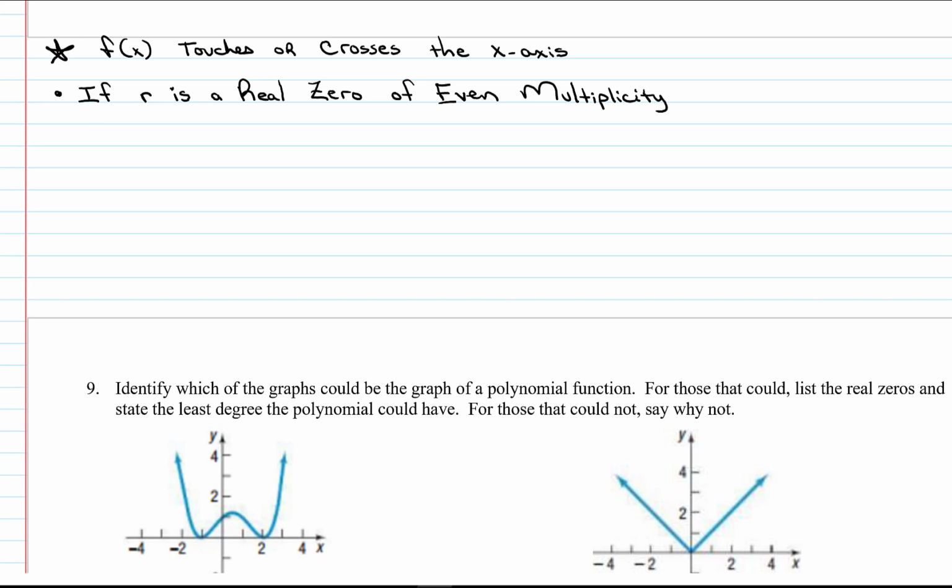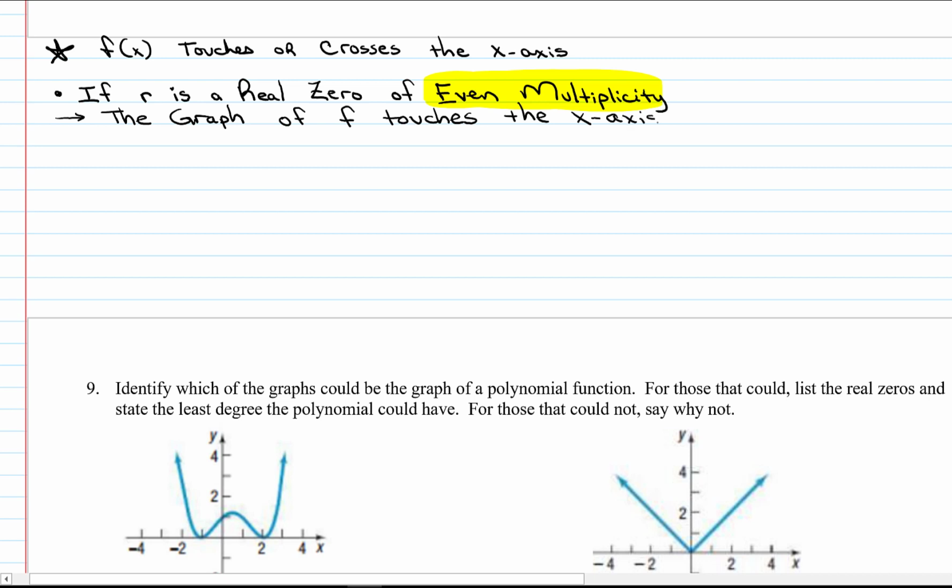All right, so let's think about how we can write this out so it sounds nice. Even multiplicity. Even, that means even power. If you need to write that down, write that down. So this means the graph of f touches the x-axis at r. Touches means like it bounces off. If you need to write bounces off in there, you write that in there. If you need to write tangent in there, you write that in there.